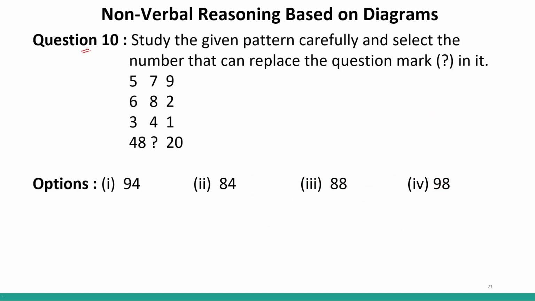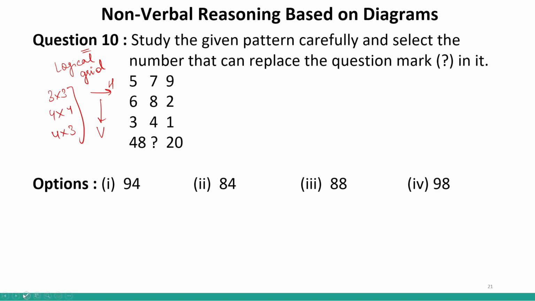Question number 10 is a question of logical grid. Logical grid, I have told you, we can get 3 into 3 grid, 4 into 4 grid or a 4 into 3 grid. So this one is a 4 into 3 grid where we have 4 rows and 3 columns. We can either have 3 rows and 4 columns as well. Also, I told you that logical grid are either solved horizontally or they are solved vertically.